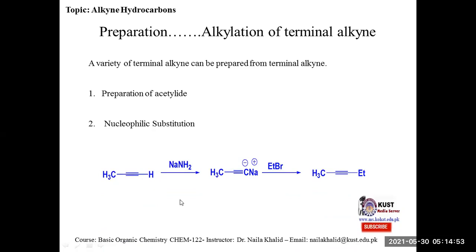Here is the general representation. You can say that here is terminal alkyne. When it is treated with very strong base, it is converted into sodium acetylide because this hydrogen is acidic in nature, and acetylide is obtained. When it is treated with ethyl bromide, it is converted into an alkylated carbon-carbon triple bond. So these were the methods to prepare alkyne hydrocarbons.